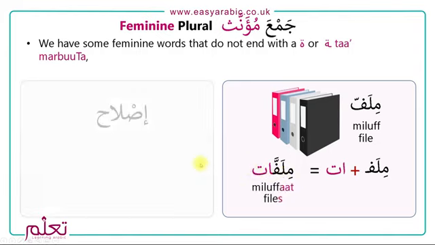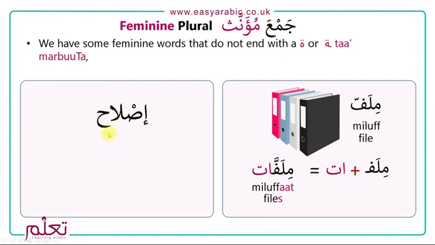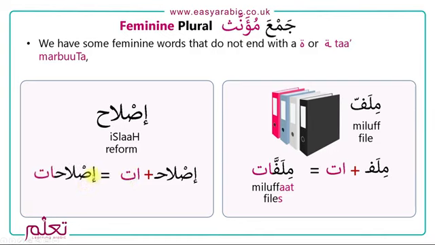And then we have another one. We've got islah, which is reform. Islah plus the alif ta equals islahat. Okay, so that is reforms. So that was your masculine and feminine sound plurals, which was really easy, because there's only one rule, which is that you add the suffix of waw noon or ya noon on the masculine and alif ta to the feminine.